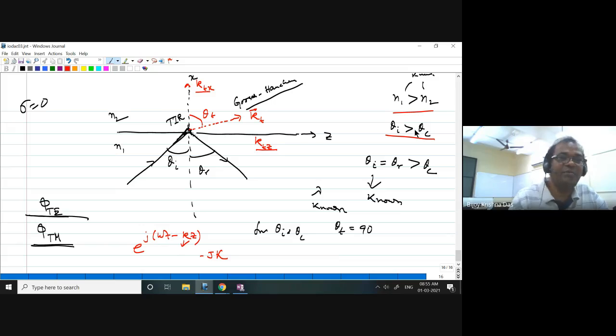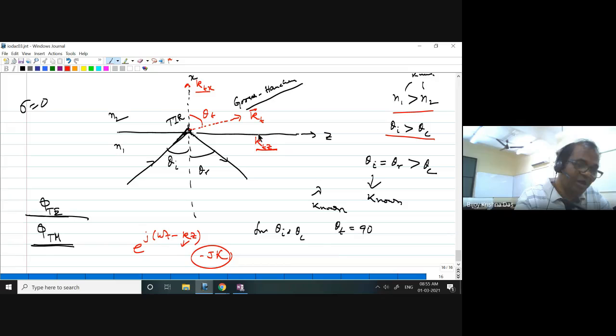k_tx becomes imaginary, a negative imaginary value like this, then what happens? That wave cannot propagate in that direction. So it will be attenuating. That means energy cannot be carried away to the second medium. But if k_tx is imaginary, k_tz can be real. That means when k_tx is imaginary and k_tz is real, we can still consider something existing along the z direction.